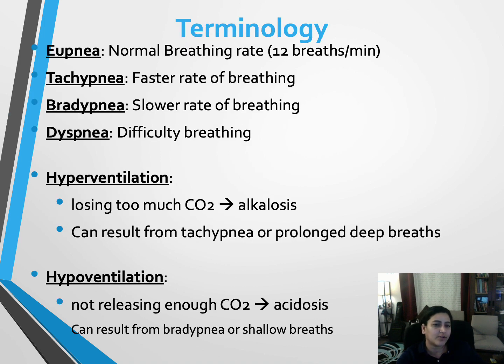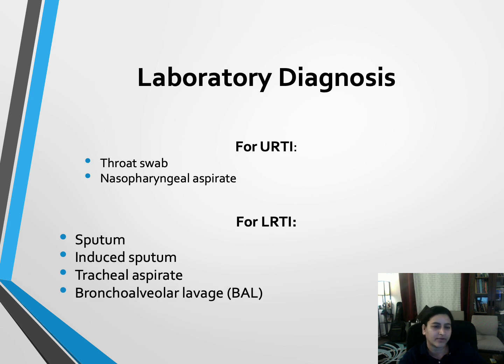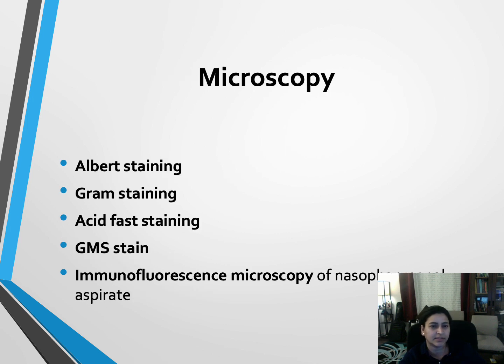Eupnea is normal breathing rate, and tachypnea is a faster rate of breathing. Bradypnea is a slower rate of breathing. Dyspnea is difficulty in breathing, and it could be because of respiratory distress, or maybe some viral or bacterial infection. If you want to do the laboratory diagnosis for URTI, use a throat swab or nasopharyngeal aspirate. For lower respiratory infections, sputum, induced sputum, or tracheal aspirate. So these are some of the methods.